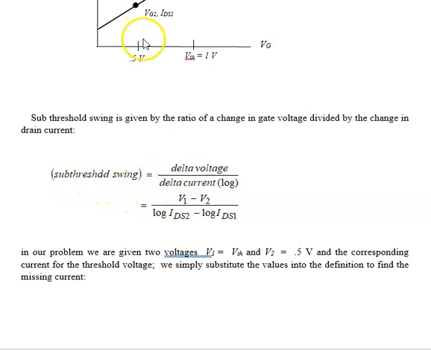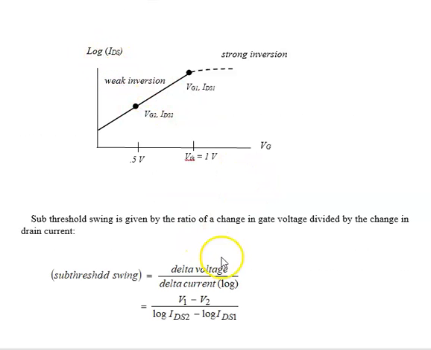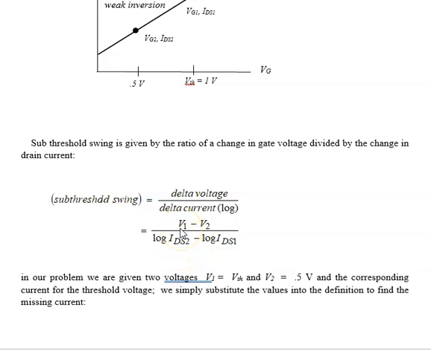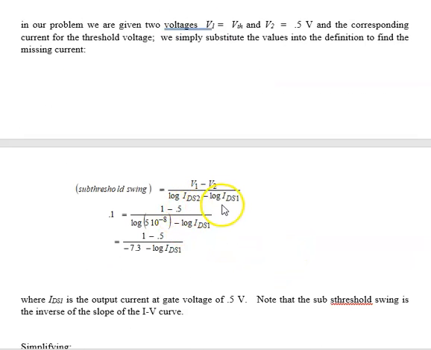Subthreshold swing is the change in voltage divided by the change in current, given the fact that the change in current is a logarithm. And notice that this is the inverse of the slope. The slope would be current over voltage. The subthreshold swing is voltage over current. So we're given V1 and V2. We are given the log of IDS1, and this is the one that we're trying to find. So we just substitute in what we have for V1 and V2, as well as for IDS1. And this is the only thing that we don't know.